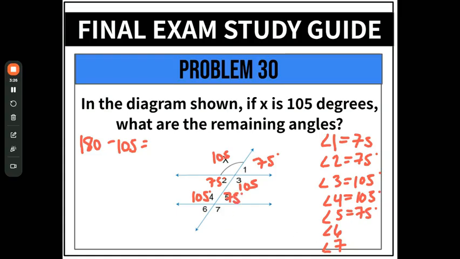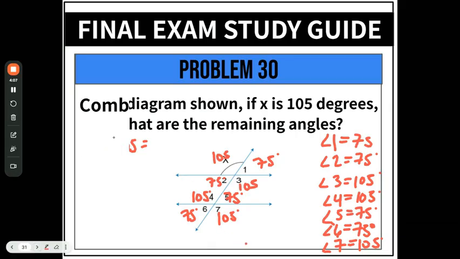75 here. Across from angle 5 is angle 6. Just like it was here, they're going to be equivalent. So angle 5 is 75, meaning angle 6 is also 75 degrees. And then adding to get us 180 between angle 6 and angle 7, angle 7 will need to be 105, because 105 plus 75 gives us 180 degrees, forming that straight line.